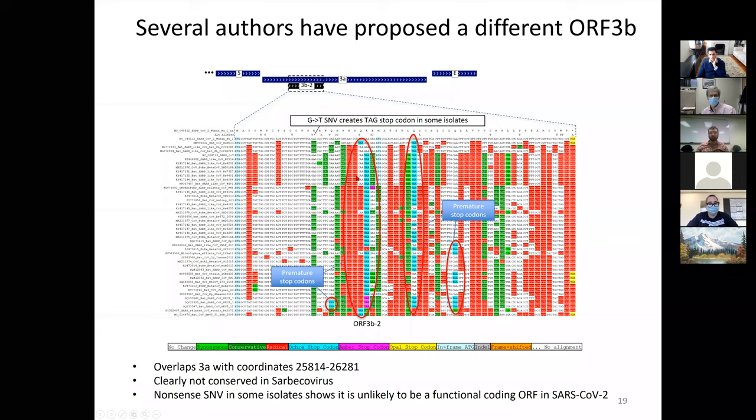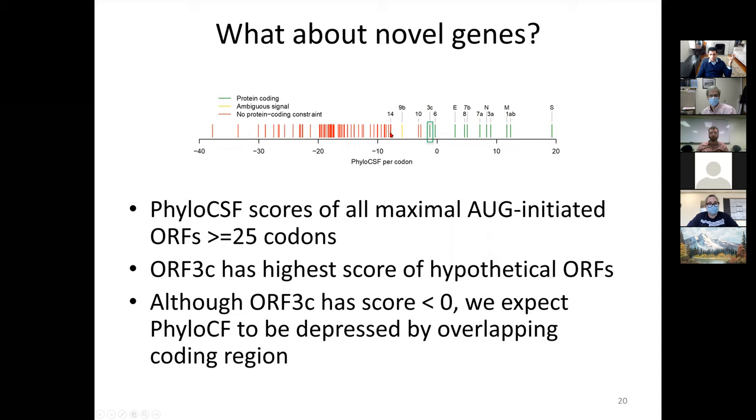So then we ask, great, we can reject ORF14, also known as 9C. We can reject ORF10. We can accept 9B. We can accept all of these other ORFs. Are there any new genes? So we scored every single amino acid interval that was at least 25 codons, and evaluated each of those to see if any of them have signal of protein coding constraint. The one that we found that was very, very strong is ORF3C, which I'm going to talk about now.